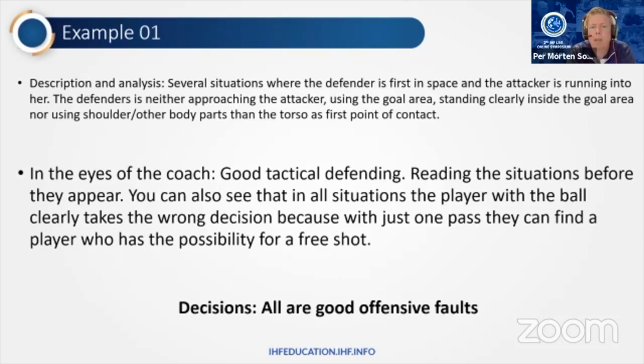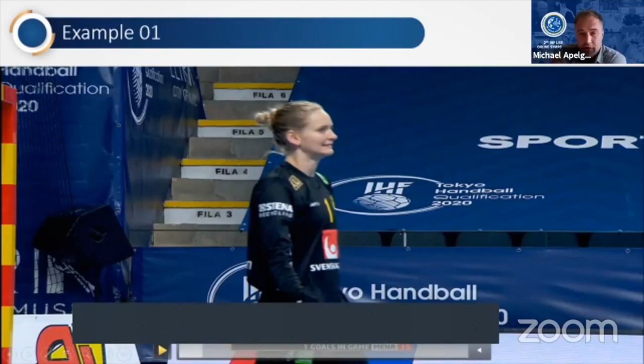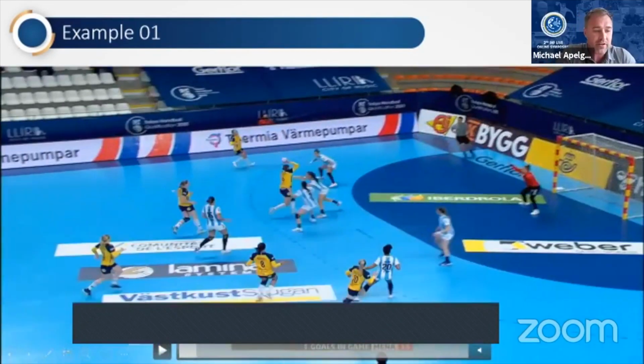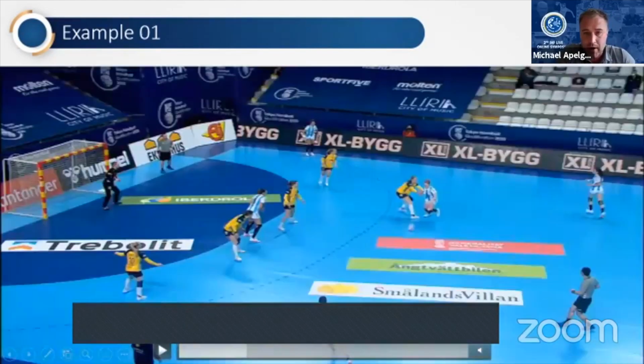They are using their body to close the space for the attacker, which, from a coach's point of view, I presume you will also think that the attackers here have several other options than running into the defender, Michael. Yeah, exactly. If you go back on this clip, you would for sure see that in all situations it was a possibility for them to make a better choice. With just one pass, they would find a free shot. So I think this is very good tactical defending. They are reading the situations before they appear.